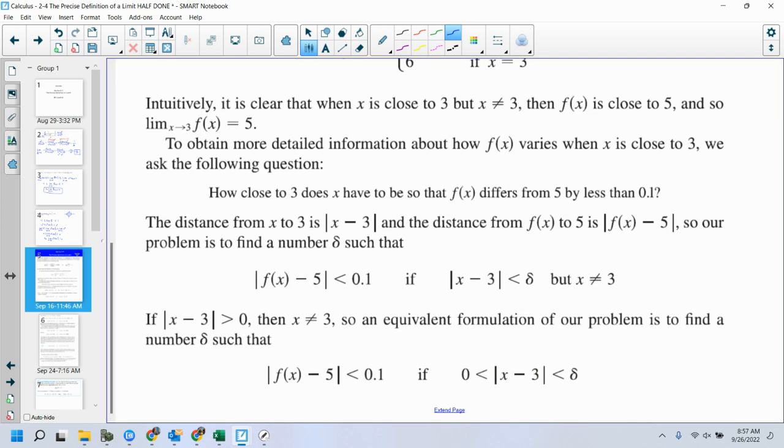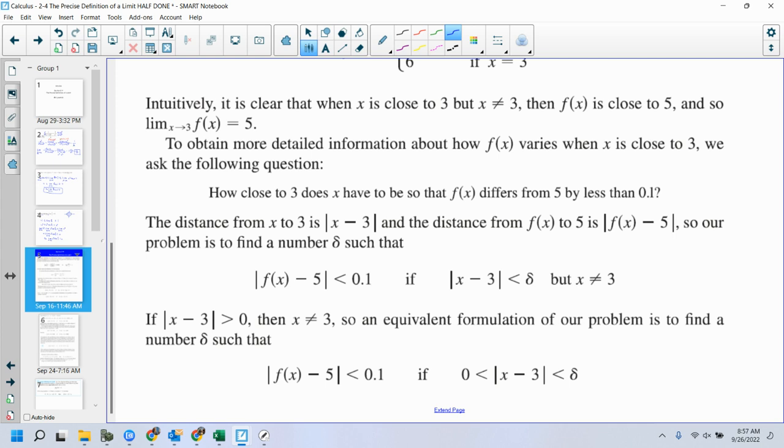Okay, so the distance from x to 3 is just x minus 3, and we can put it in absolute value because distance is never negative. So the absolute value of x minus 3 means the distance x is away from 3, and the distance f of x is away from 5 can be written like this, f of x minus 5. When we take the difference and the absolute value, that is the distance between those two values. So our problem is to find a number, and this is a Greek letter delta, lowercase delta.